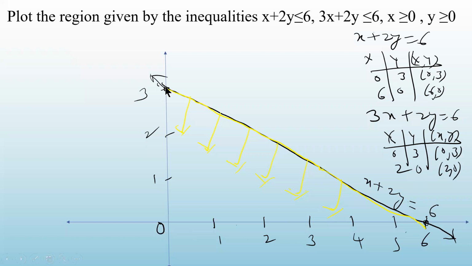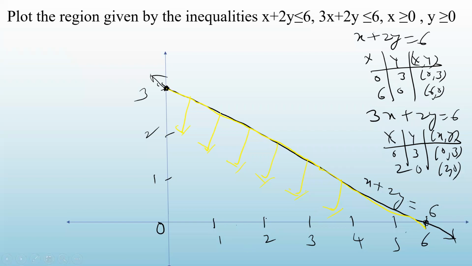X is 0, y is 3. मतलब ये point ना 0, 3 दोनों में ही है. ये जो point है 0, 3, it is there on this line also and on this line also. So this is the point 0, 3. Okay. What is the other point? 2, 0. X is 2.